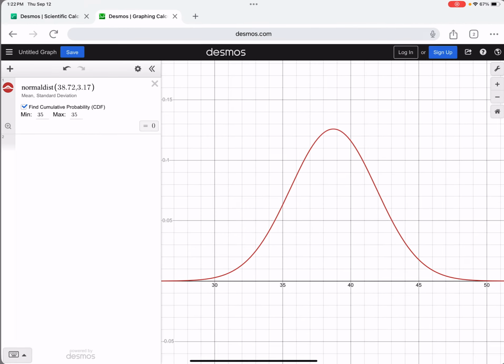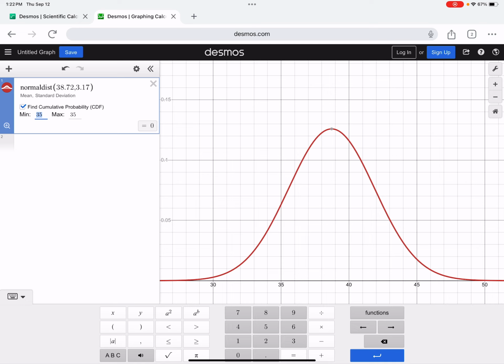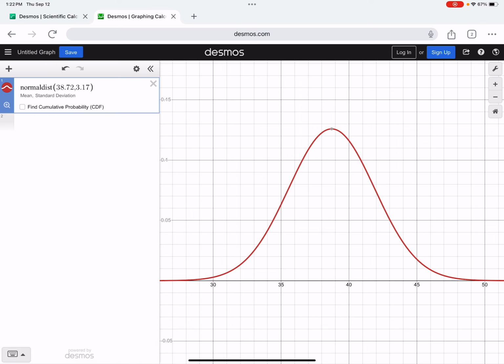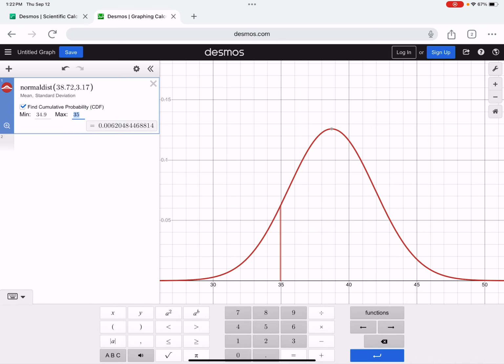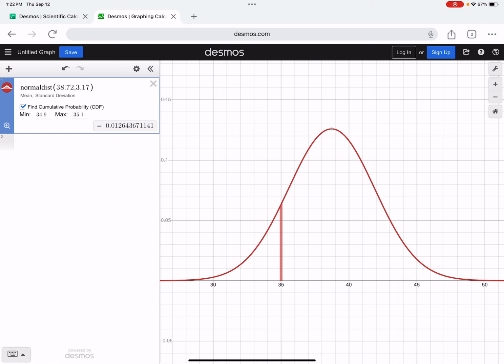So let's do that. 34.9 and 35.1. There you go. And now you'll see that the graph is highlighting that little tiny sliver, and it looks like the probability of this occurring is 0.0126.